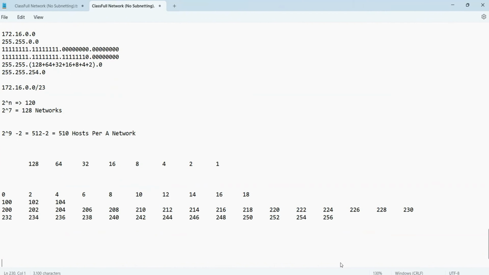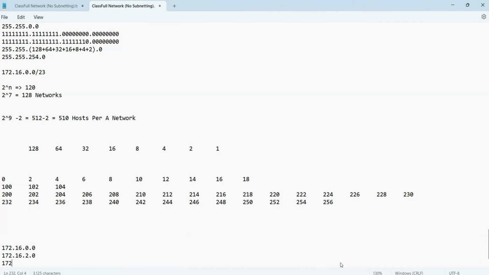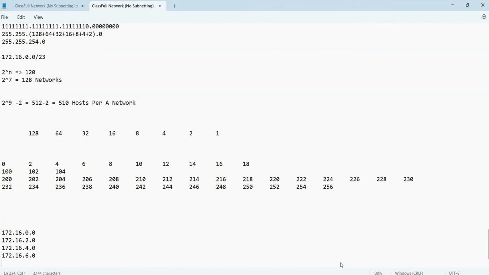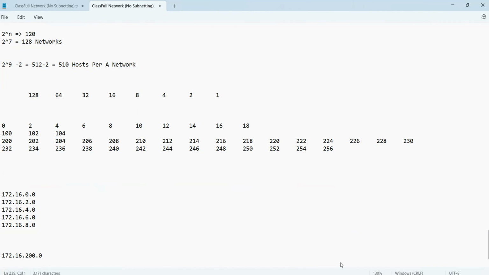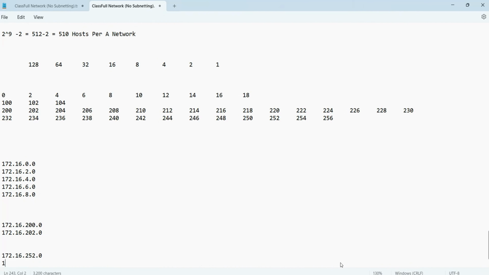So what is my first network? Well, that's how they're displayed. 172.16.0.0, 172.16.2.0, 172.16.4.0, 172.16.6.0, 172.16.8.0. Eventually, it's 172.16.200.0, right? See that? 172.16.202. See, I'm messing around with the third octet. Eventually, it's going to reach 172.16.252.0. And the last network is what? 254.0. See that? Let's focus on these over here.